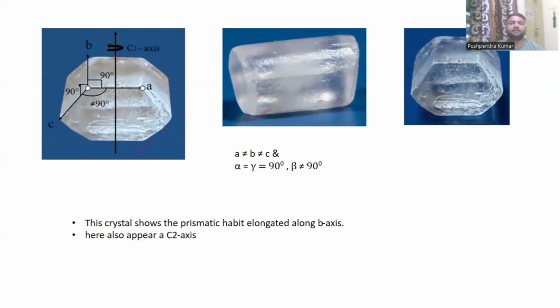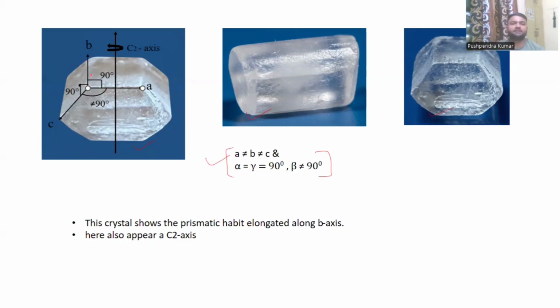We can see here that A is not equal to B, and not equal to C, because A is larger than B and C is larger than B. So from the diagram we can see that A not equal to B and not equal to C.